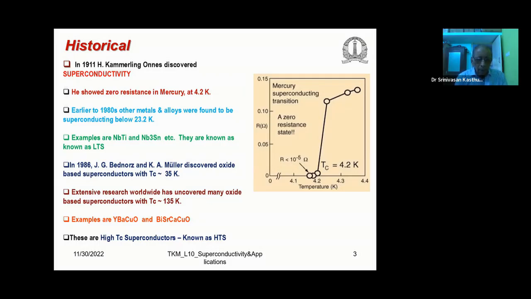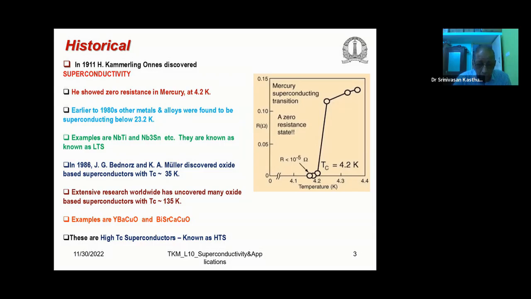In 1986, J.G. Bednorz and K.A. Müller discovered superconductivity in oxides. It was at a temperature around 35 Kelvin, but then extensive research worldwide uncovered many more oxide-based superconductors, and their TCs go up to 135 Kelvin. There is still a lot of research going on.